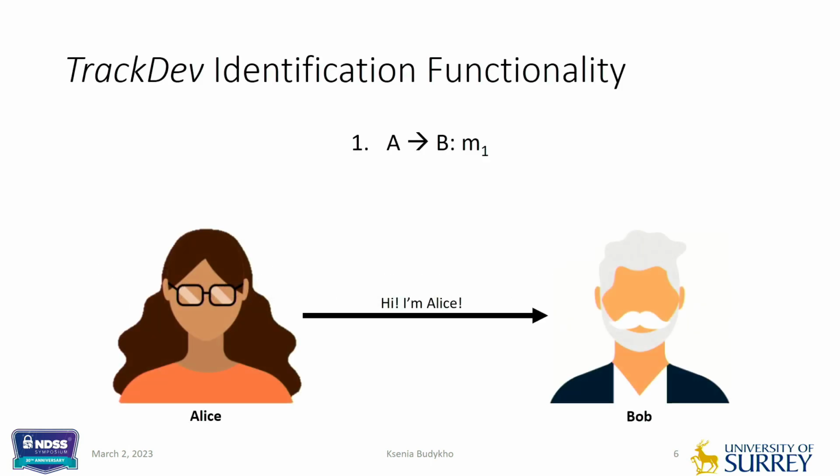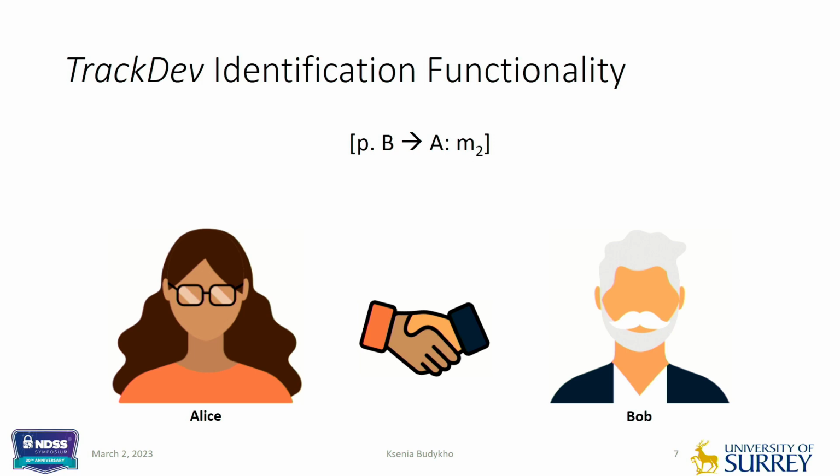TrackDev operates on protocols that realize what we call an identification functionality. And in the very first message we have the client Alice identifying themselves to the server, Bob in this case, we then have some optional messages that Alice and Bob can send to each other, possibly to establish secure communication. We're not concerned with the particulars of these optional steps, but the end goal of these optional steps and the previous required steps is that Bob knows who Alice is.